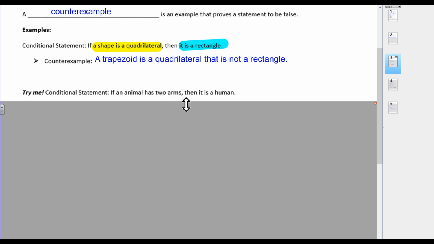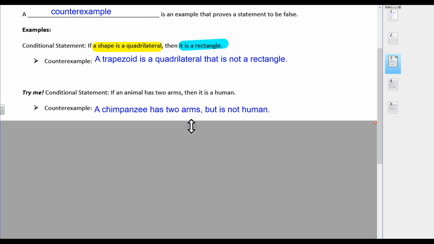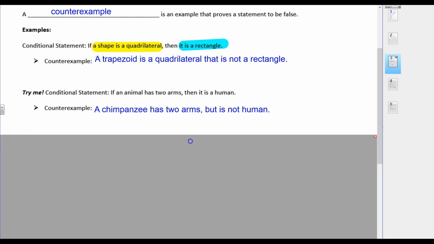So try me. If an animal has 2 arms, then it is human. Guys, go ahead and take a second on your own and answer this question. My counterexample was that a chimpanzee has 2 arms but is not human. There are many ways that you could answer this. All you need is one counterexample to prove a conditional statement to be false.